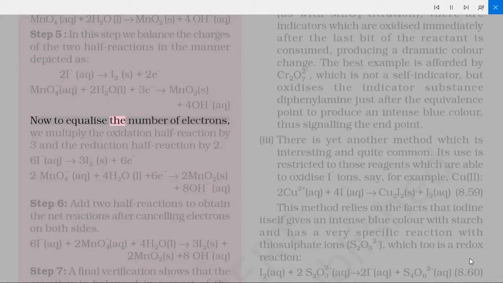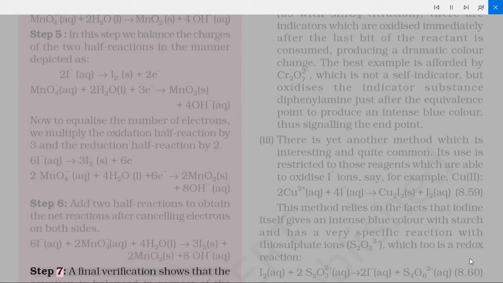Now to equalize the number of electrons, we multiply the oxidation half reaction by 3 and the reduction half reaction by 2. 6I⁻(aq) → 3I2(s) + 6e⁻, and 2MnO4⁻(aq) + 4H2O(l) + 6e⁻ → 2MnO2(s) + 8OH⁻(aq). Step 6. Add the two half reactions to obtain the net reaction after cancelling electrons on both sides. 6I⁻(aq) + 2MnO4⁻(aq) + 4H2O(l) → 3I2(s) + 2MnO2(s) + 8OH⁻(aq).